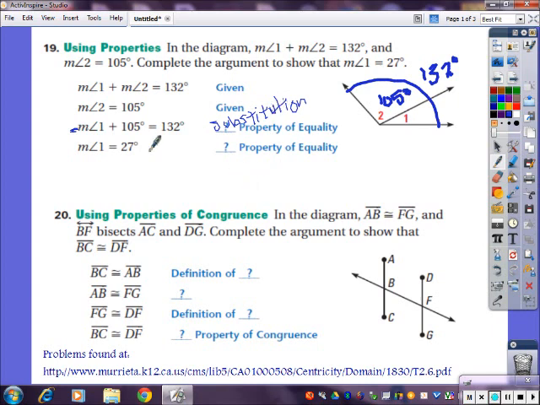Okay. Now, the next thing is, all of a sudden they have measure of angle 1 equals 27. And where did that 27 come from? So if I go back to the last step, what I see is that if I subtract 105 from both sides, I would be left with this statement, measure of angle 1 equals 27. And since I'm subtracting the same thing from both sides, that is the subtraction property of equality.